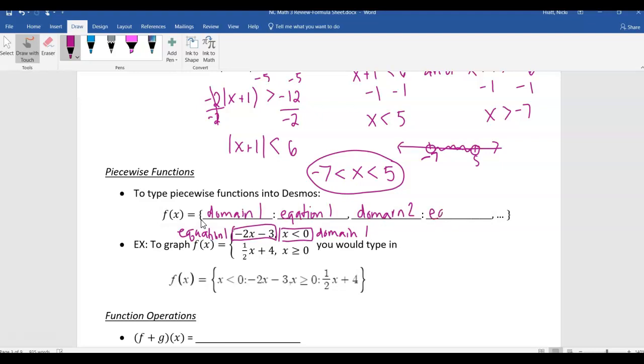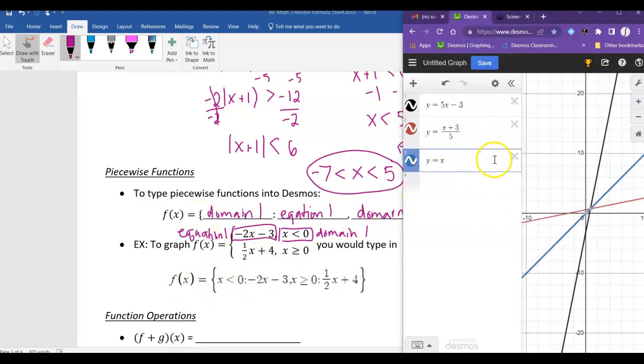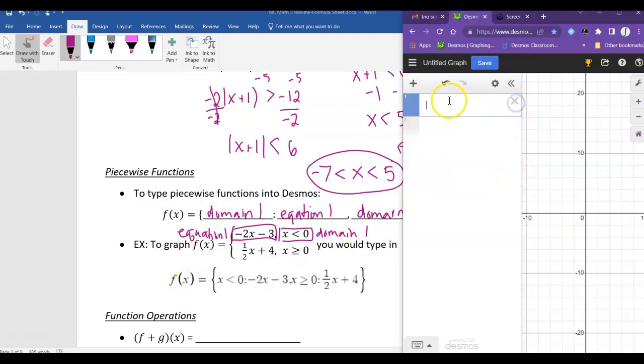and you'll do equation 2. And so this part right here would be domain 2 and equation 2. So let me just show you what that looks like whenever we type it in. I put what it should look like here, but this way we'll also be able to see the graph. So f of x is going to equal squiggly bracket. So domain 1 is x less than 0. We're going to do a colon, and then we got to do -2x minus 3, our equation 1, and then we're going to do a comma.